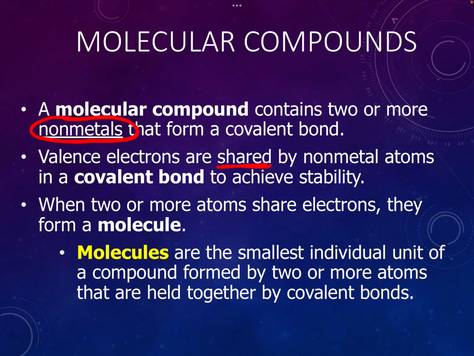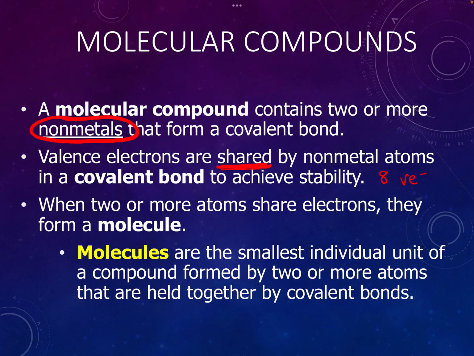And in this covalent bond, electrons are being shared by the nonmetals, whereas in an ionic bond, they were transferred. Remember, in ionic, one atom was losing electrons and the other was gaining them. So there was a transfer of electrons. In a covalent bond, these electrons are being shared by the nonmetals in order to get stability. And by stability, I mean 8 valence electrons.